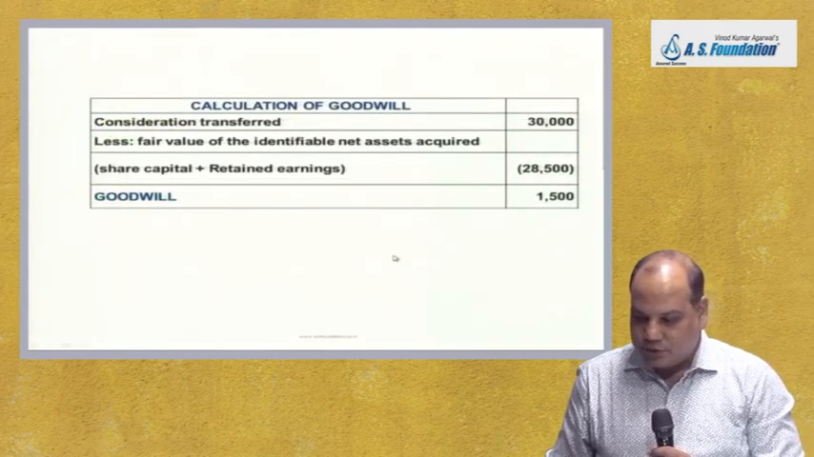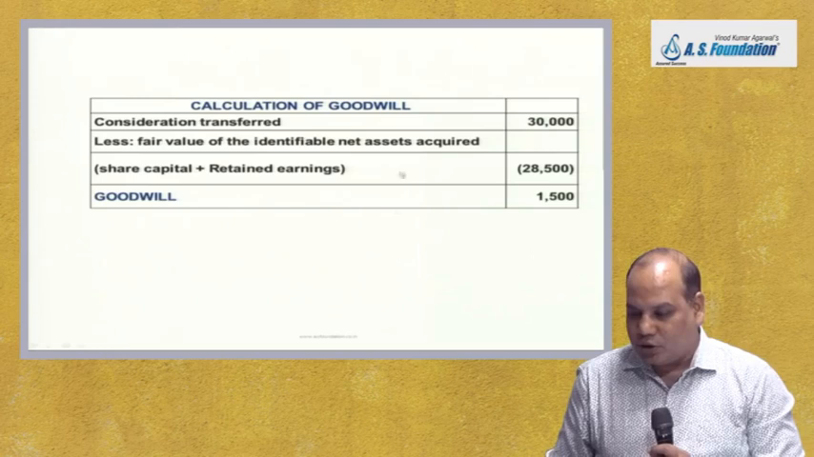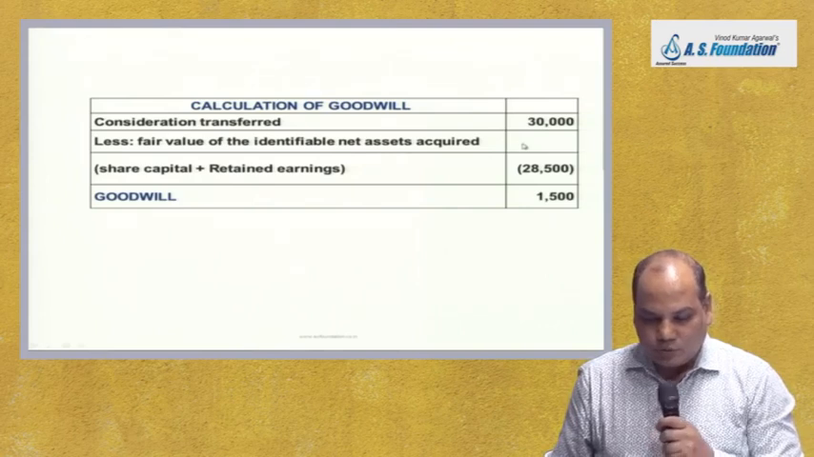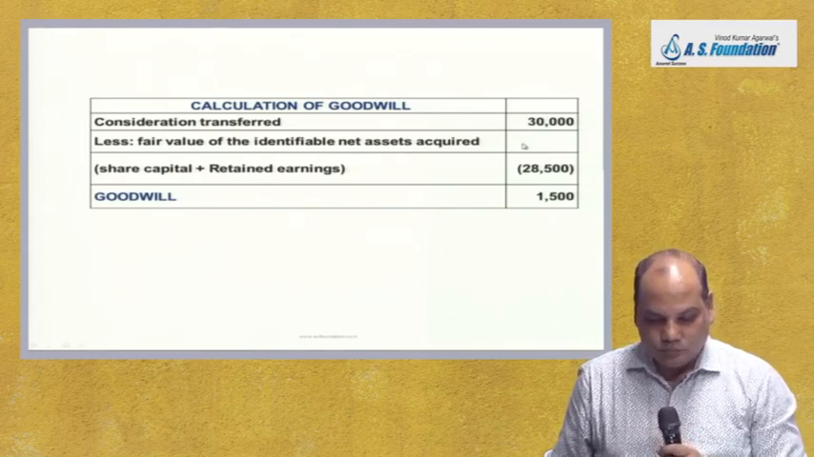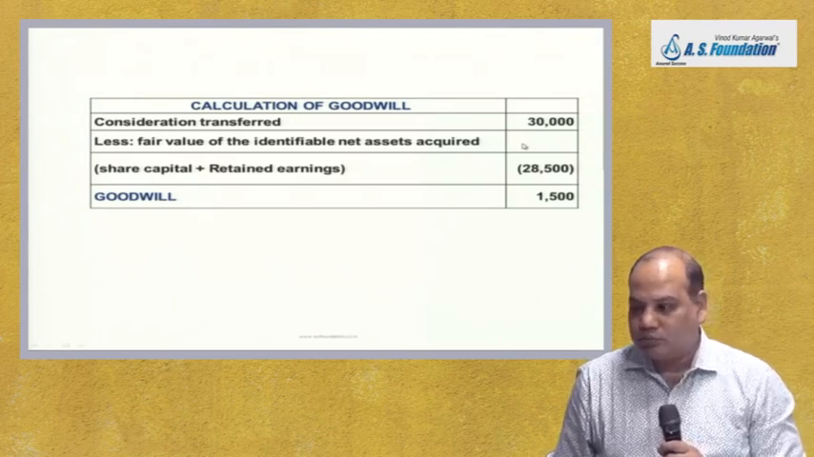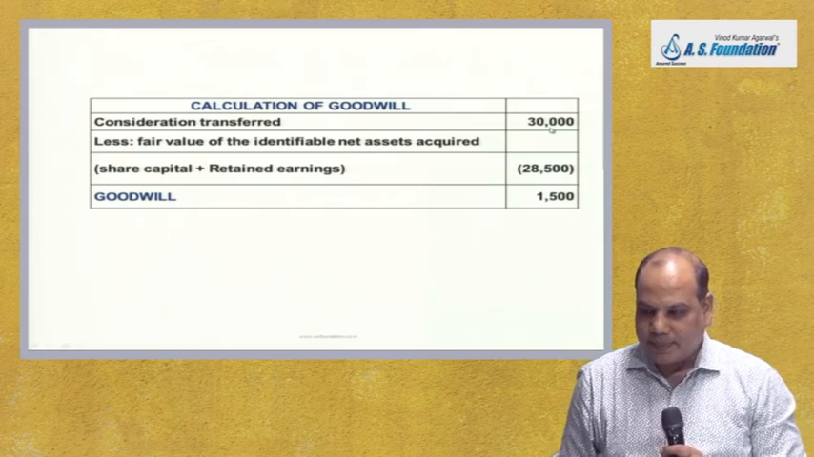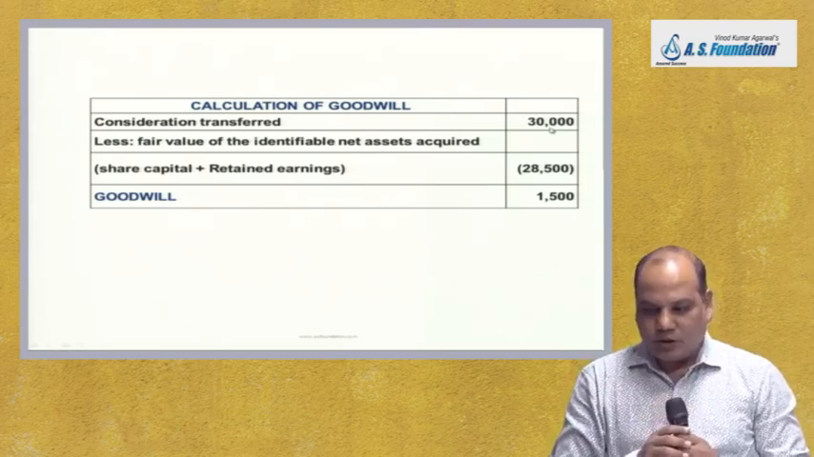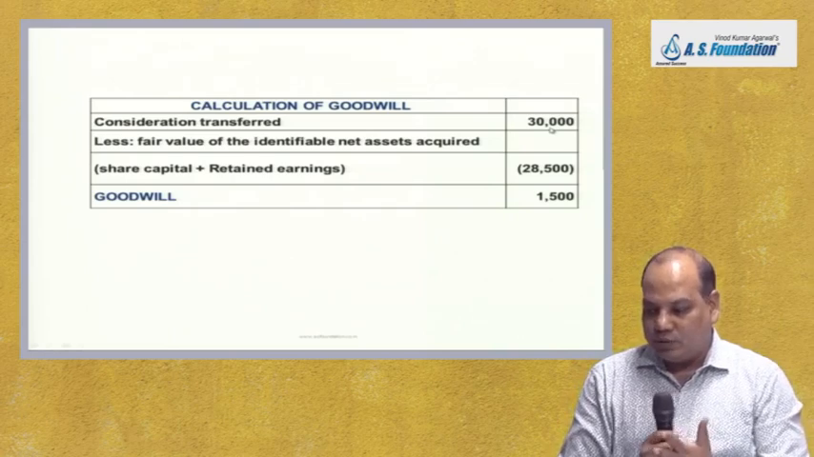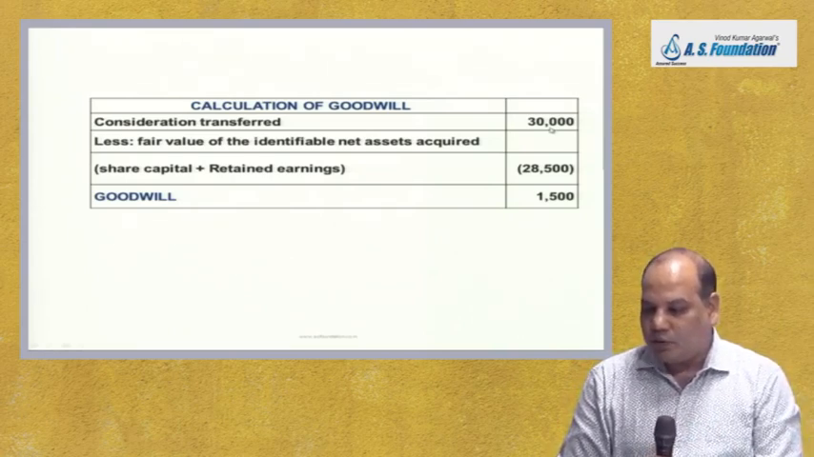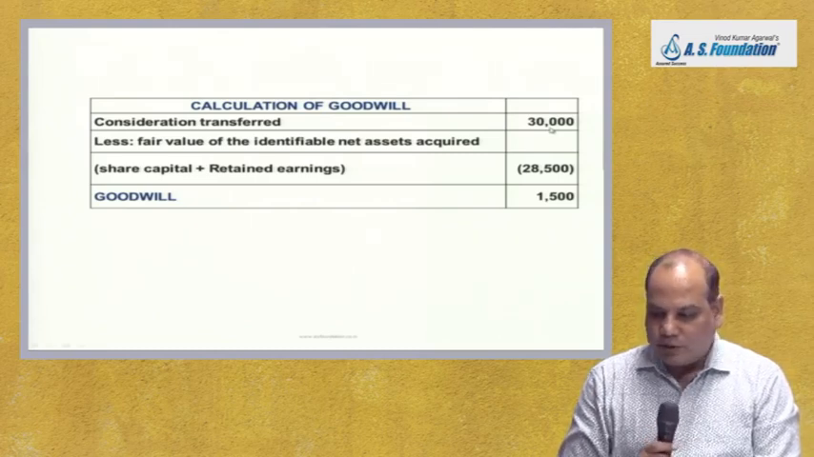So in this question, first I will prepare one small calculation for goodwill. Right. Calculation of goodwill. Point A, write down consideration transferred 30,000. Point B, write down fair value of identified net asset.